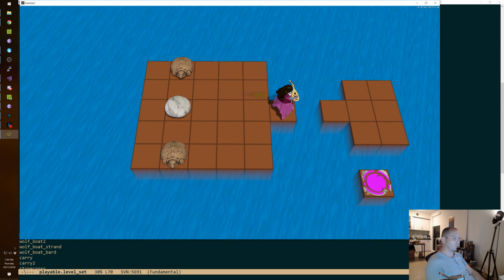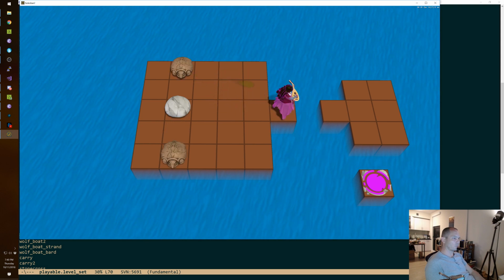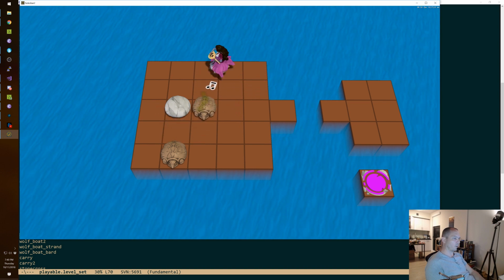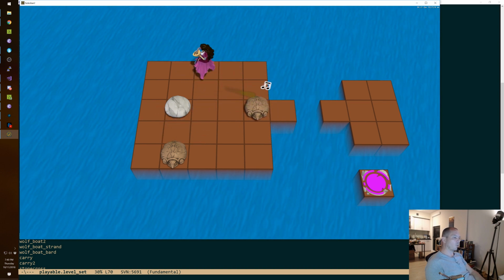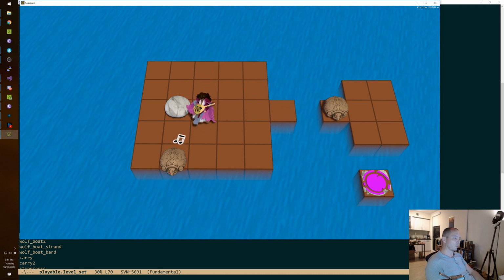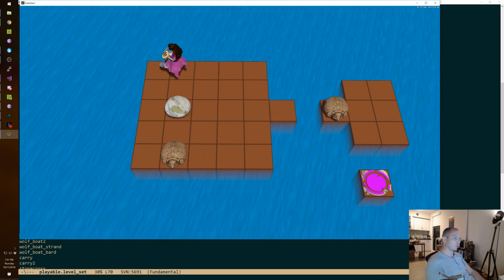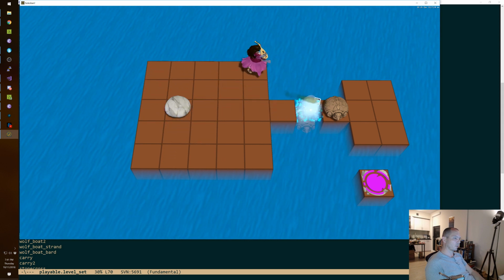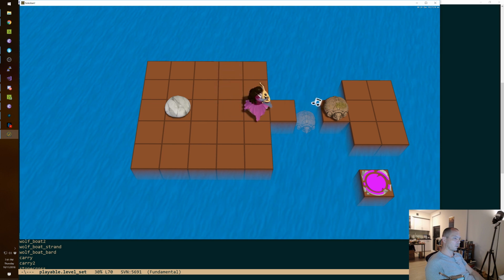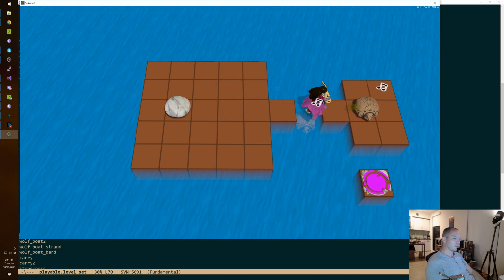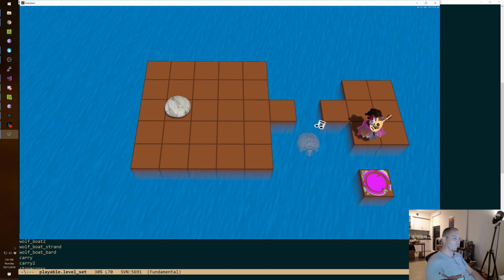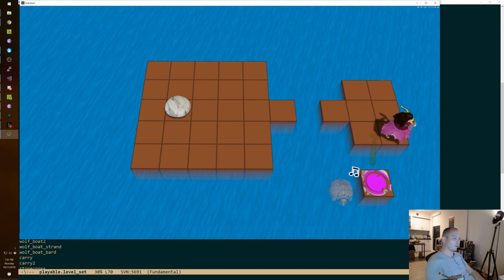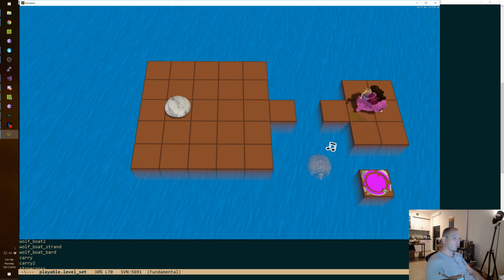Wait, I feel like I can do that with one stone. Hold on. If I can do this with one stone, it'll be better to do it with just one stone. Oh no, because you need the second one to block. So if I just ditch this one. Oh no, right, okay. You do need the second one.